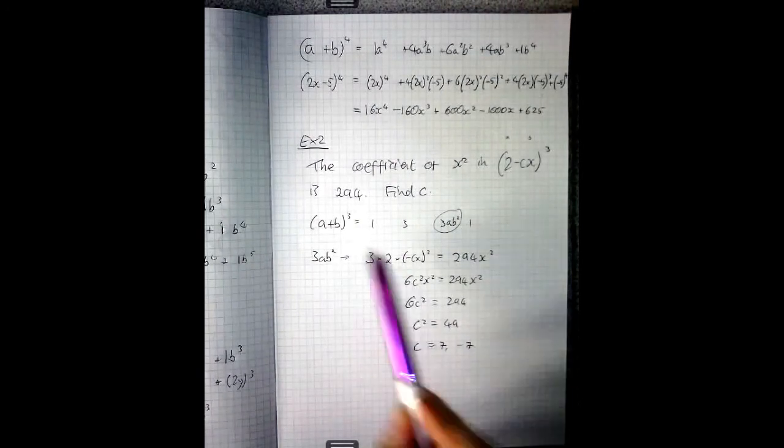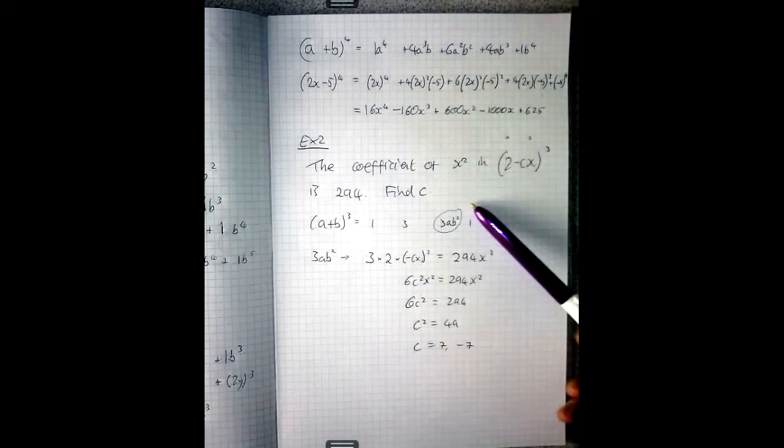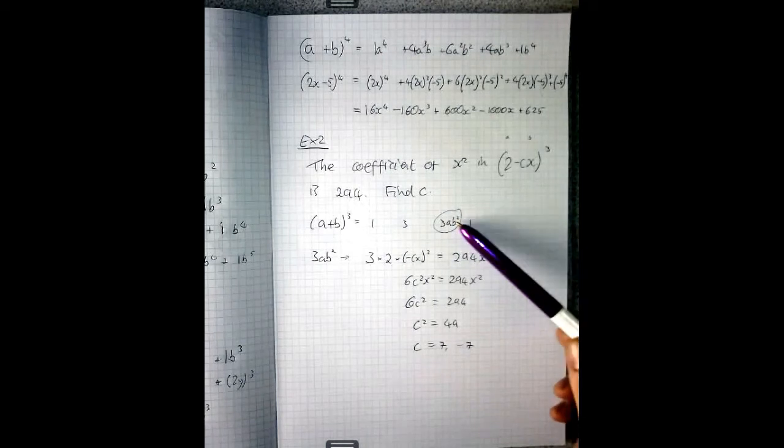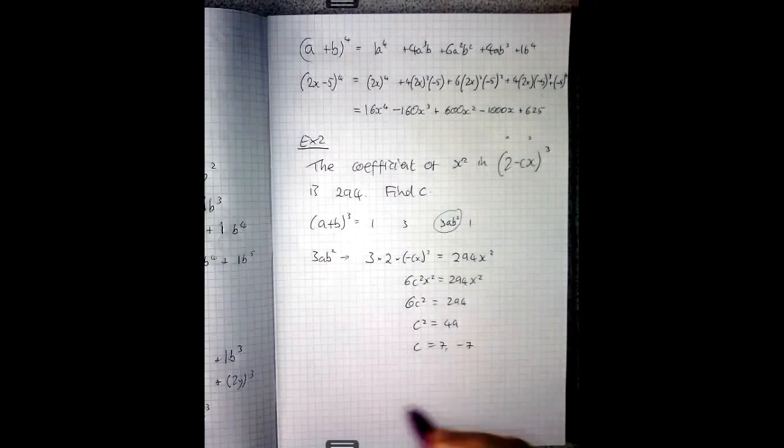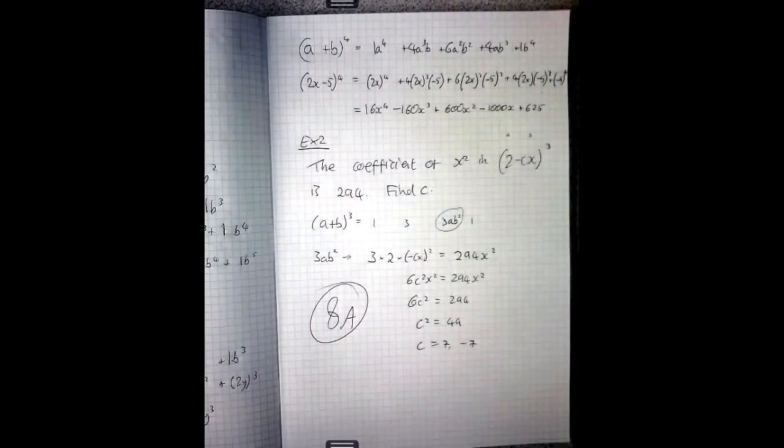So we don't need the whole expansion for this particular question, so I've been a little bit skilful about it and not wasted a load of effort because I only care about this one term. Okay, have a go at 8a. Let me know if you need anything.